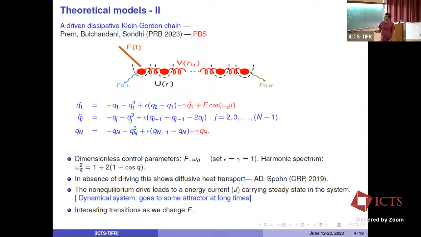And then you look at the non-equilibrium steady state. Okay, so you drive the system and you look at long times. It goes to some steady state. So this is a dynamical system. You expect that it will go to some attractor because there's dissipation and drive. So it should go to some attractor at long times. Okay, and what they found are some very interesting transitions as you change the force F.